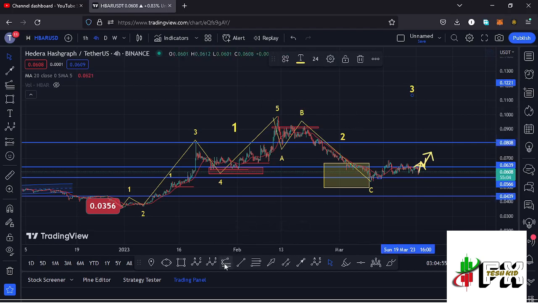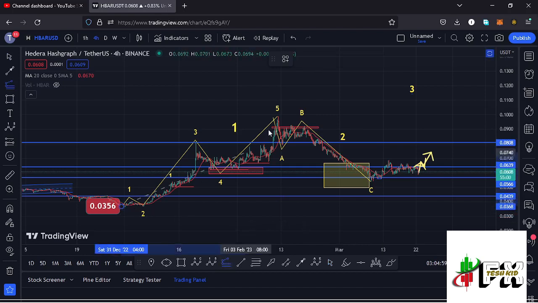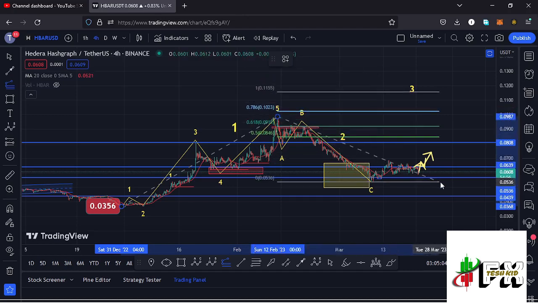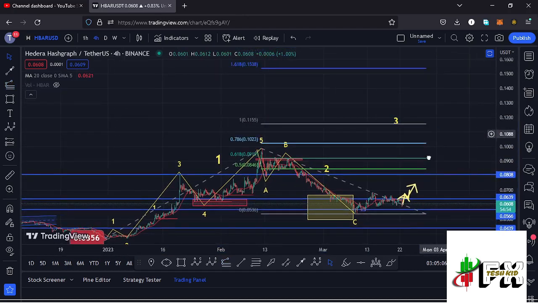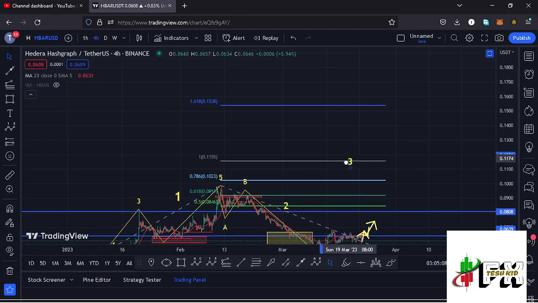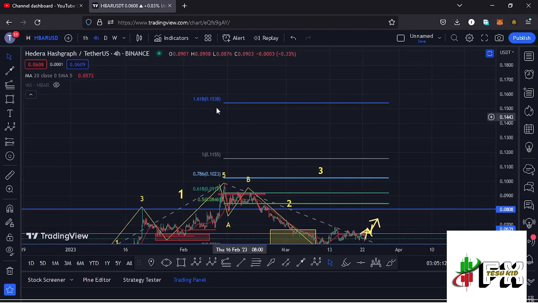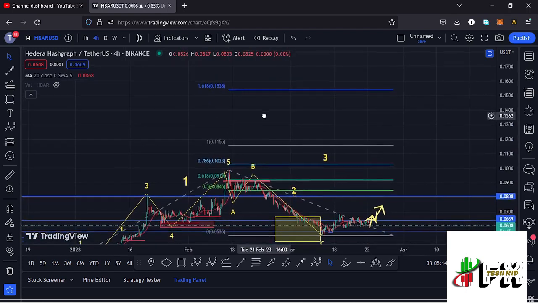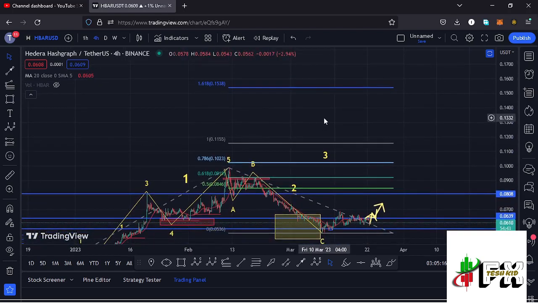Allow me to sketch out a target area to the upper side in the formation of that wave 3 by connecting the trend based Fibonacci from the low of the first wave to the high of that wave 1, then dragging the fibs to the low of the second wave, and that gives me a minimum target area to the upper side in the formation of that wave 3 at the fib level 1.618, and that is at around the $0.1538 mark, and that is the minimum that I'm expecting Hbar to do in the formation of this wave 3.